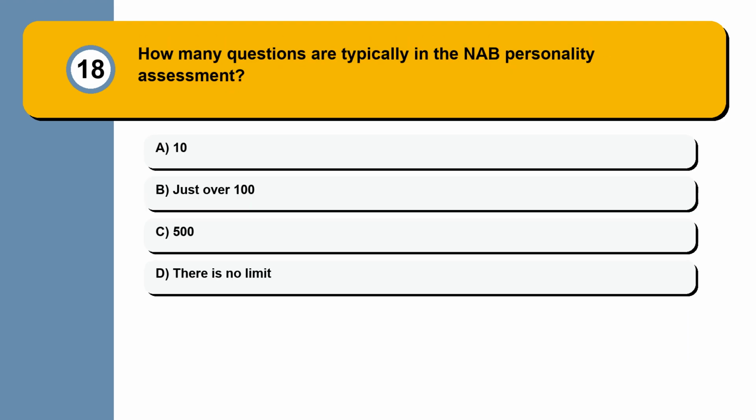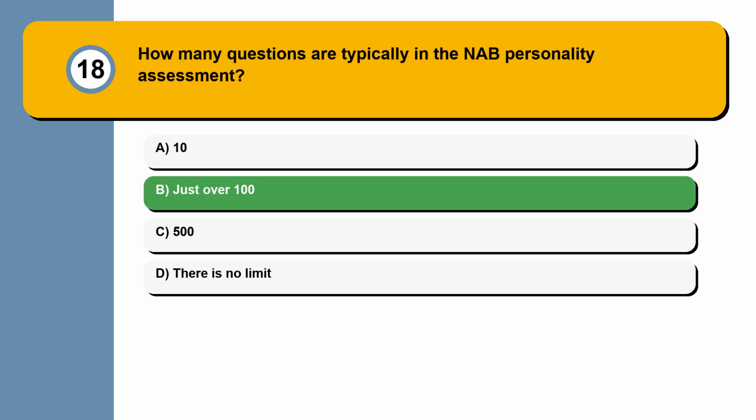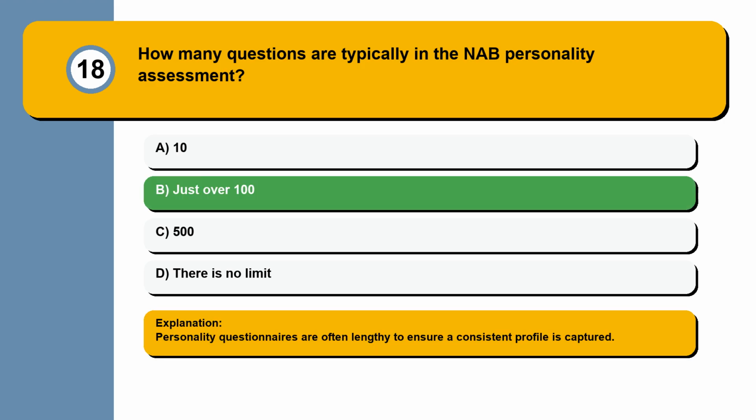Question 18. How many questions are typically in the NAB personality assessment? 10, just over 100, 500, there is no limit. Personality questionnaires are often lengthy to ensure a consistent profile is captured.